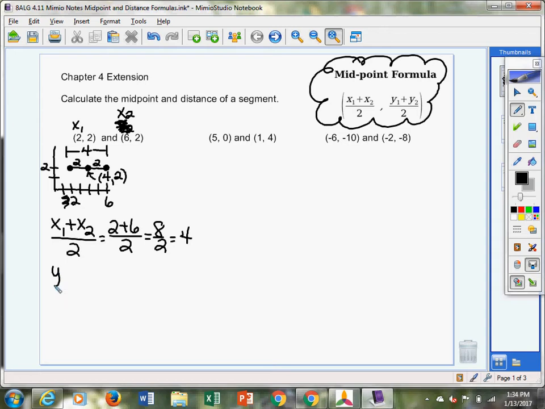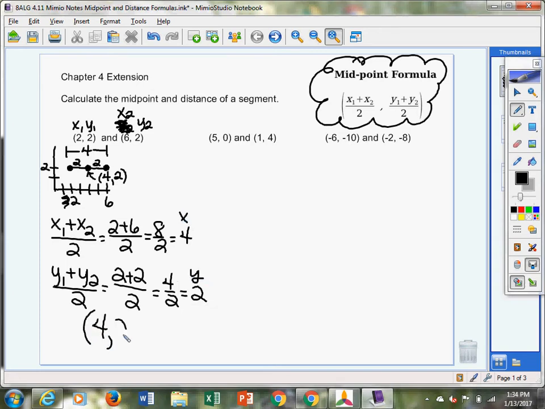I'm going to do the same thing with my y's. I'll add my y's together and divide by 2. So that'll be 2 plus 2 divided by 2. That's 4 divided by 2, which is 2. And so that's the y of my midpoint. My midpoint lies at (4, 2), which is what I found out here visually.